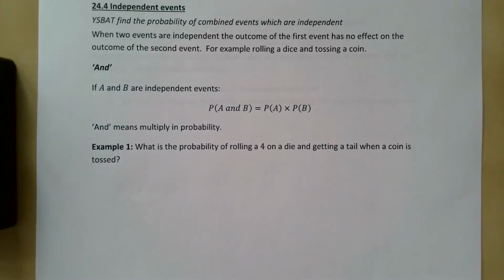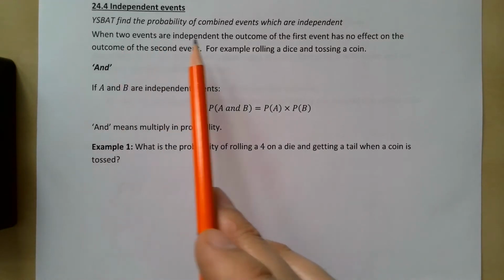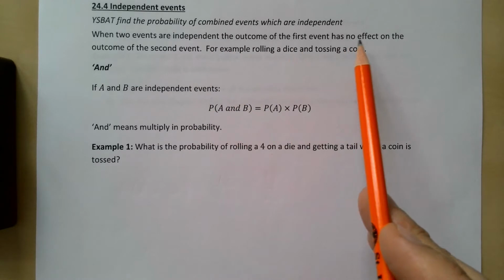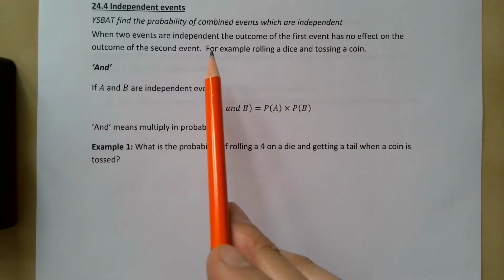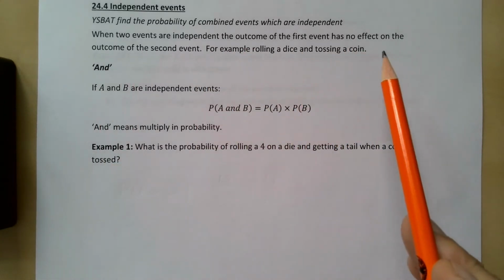This is your GCSE probability, and here we're looking at independent events. So it says here, when two events are independent, the outcome of the first event has no effect on the outcome of the second event. For example, rolling a dice and tossing a coin.